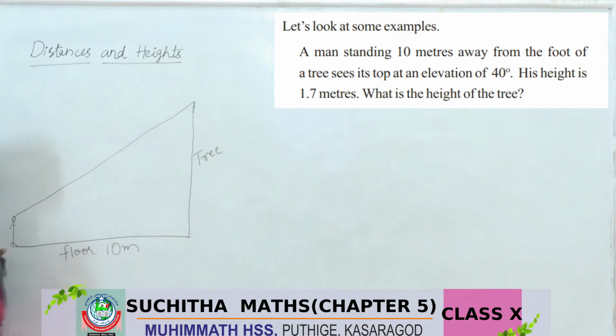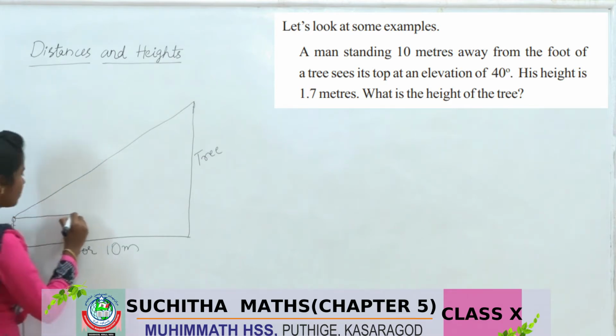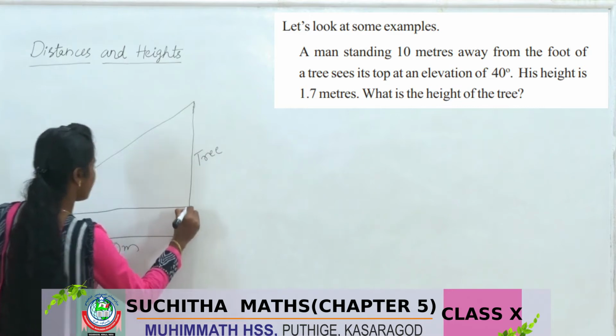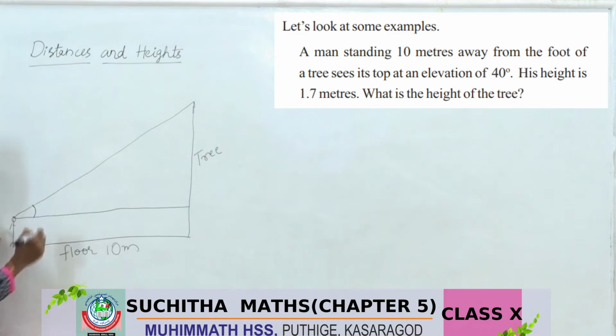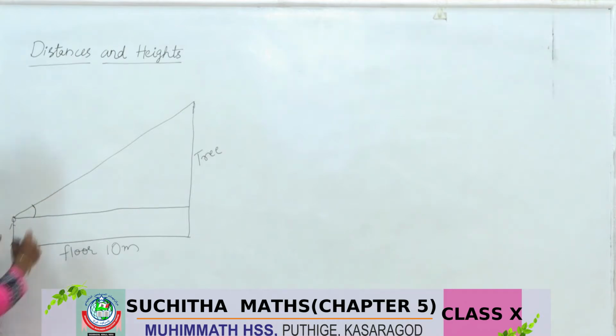Angle of elevation means the angle between the straight view and raised view. So also draw his straight view. It is his straight view. It is the raised view. And this angle is the angle of elevation. The angle of elevation is 40 degree.